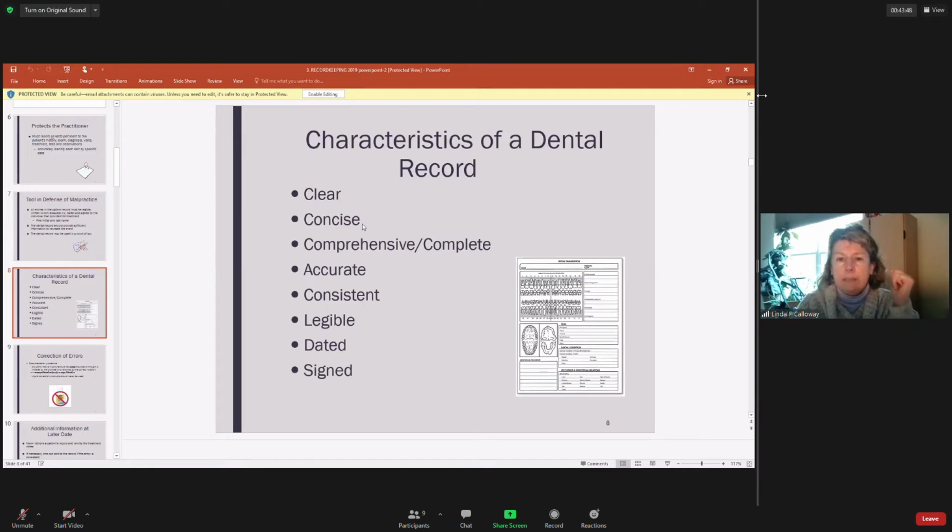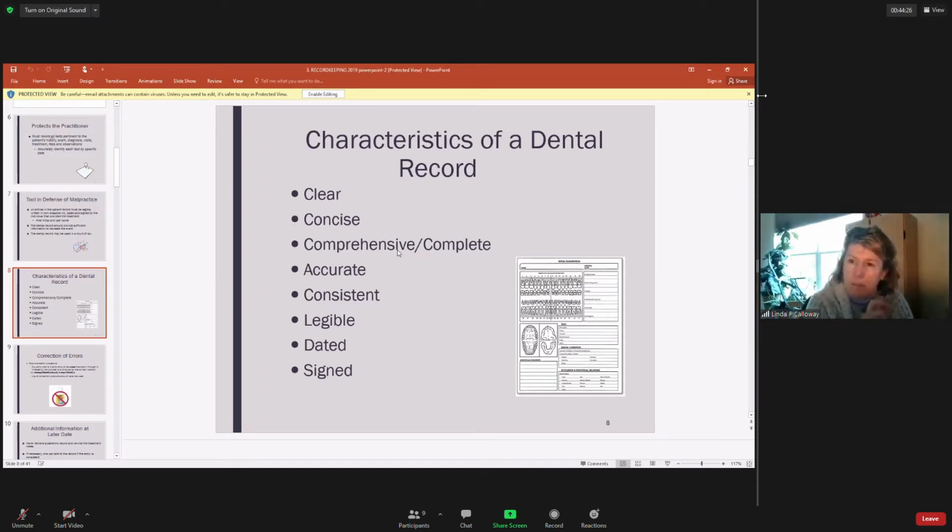Clear, concise. So we need a lot of information, but we don't want to ramble on. We don't want extra words that don't mean anything. If a patient needs to pre-medicate, which doesn't happen as much anymore, it used to be much more common when we would pre-medicate for mitral valve prolapse and for knee and hip replacements 10, 20 years after they've had them. That's not as common. But if a patient is supposed to pre-medicate and you sit them down, how you doing? Did you take your pre-medication for our appointment?